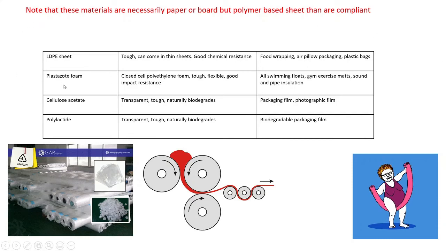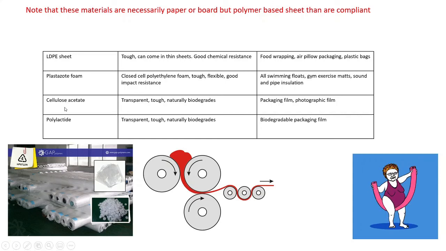Then you've got Plastazote foam, which is a closed cell polyethylene foam, which is really tough, pretty flexible, and has good impact resistance. That is pretty much what every single swimming float is made from, like the pool noodle or the little float that you used to learn to swim on. That's what all those are made out of. Gym exercise mats, the little martial arts mats like the interlocking mats, those sort of things. And they're also really good for sound and pipe insulation as well.